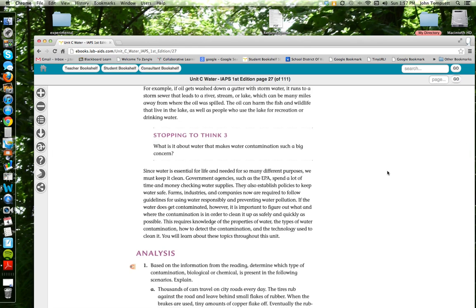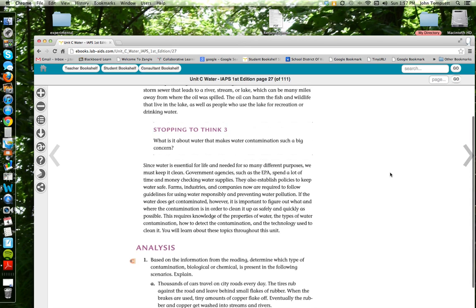The analysis. Number 1. Based on the information from the reading, determine which of the contamination, biological or chemical, is present in the following scenarios.